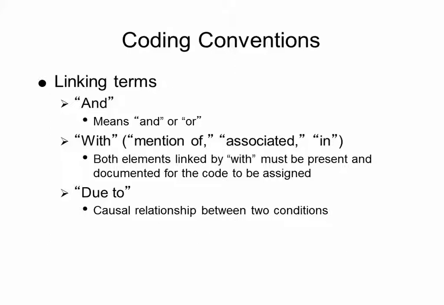Due to is, let's go back to the linking. Both elements linked by with have to be present and documented in order for you to assign that code. So if you were going to code, let's go back to our pancreatitis, acute with chronic pancreatitis, you would have to have those two things listed and linked just like that. Acute pancreatitis associated with chronic pancreatitis. You have to have that link in order to assign that code.